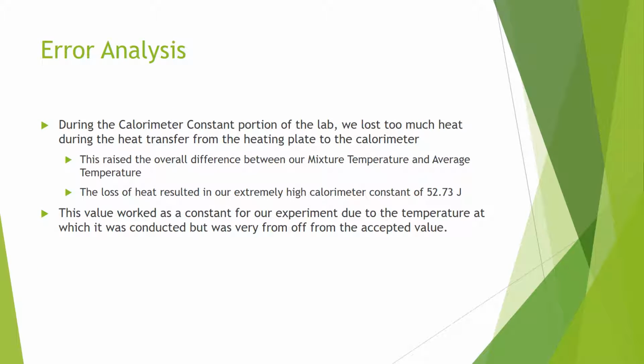In finding the calorimeter constant, we lost too much heat during the heat transfer from the heating plate to the calorimeter. This raised the overall difference between our mixture temperature and average temperature. The loss of heat resulted in our extremely high calorimeter constant of 52.73 joules, while it was supposed to be in the high teens. This value worked as a constant for our experiment due to the temperature at which it was conducted, but was very far off from the accepted value.